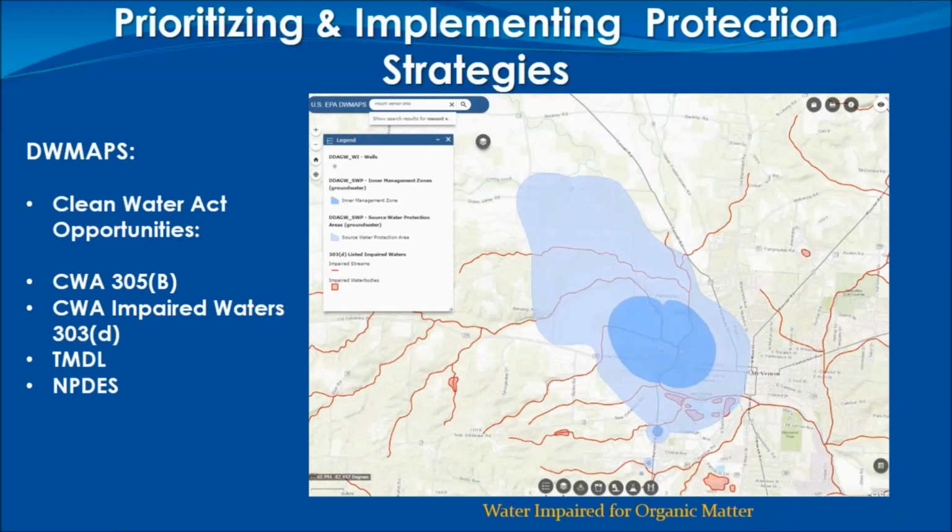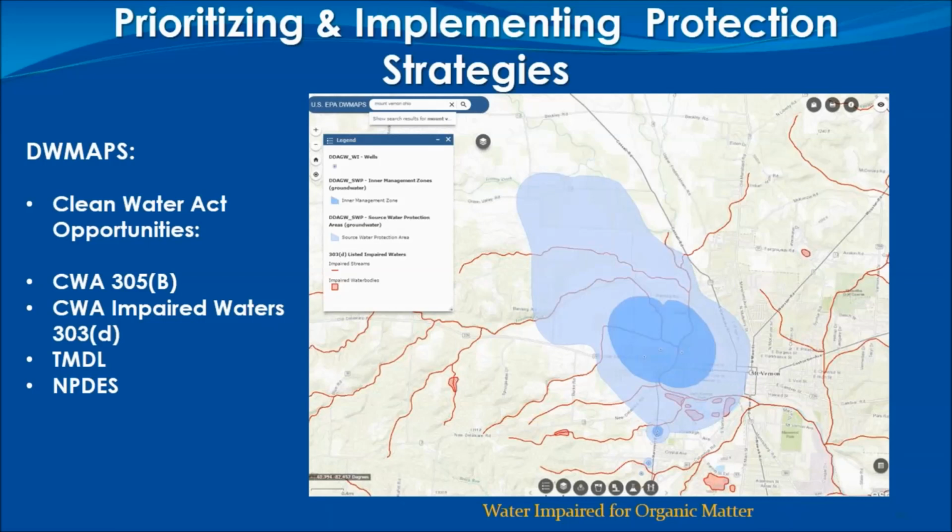DWMAPS itself includes information about Clean Water Act programs, such as the location of NPDES permitted facilities, impaired waters, TMDL information, and water body assessments, water quality assessments. And these can help you identify opportunities to leverage these programs to protect source water. In this image here, we can see local waterways in Mount Vernon that are impaired for organic matter content. There may be an opportunity here to improve land uses within my protection zone if a TMDL were prioritized for development. So this is just one way to view information on the Clean Water Act that may provide you with a path forward.